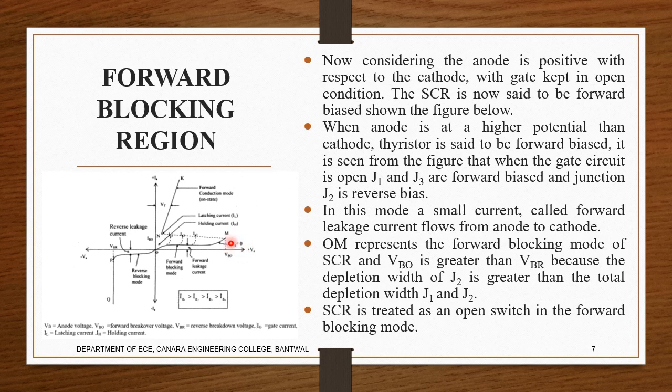VBO is the blocking mode current or blocking mode voltage. Always remember one thing: since this VBO is greater than VBR, the depletion width of J2 is greater than the total depletion width of J1 and J2. So at that time the width has decreased and it is trying to pass, and this is what is considered the open switch. In short, it is trying to make the SCR ready to start the process.